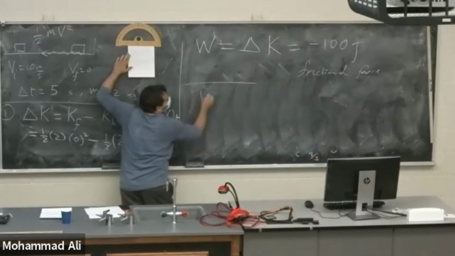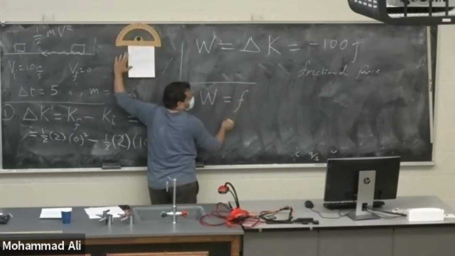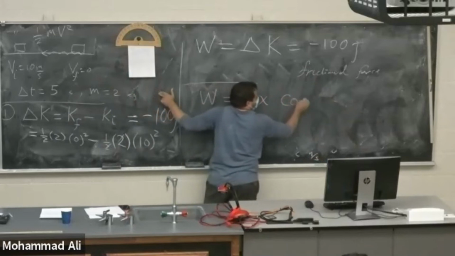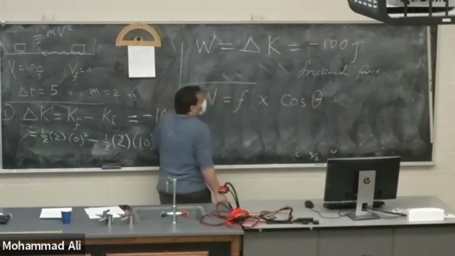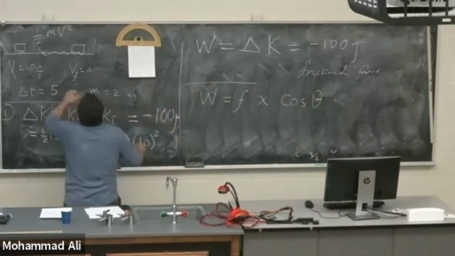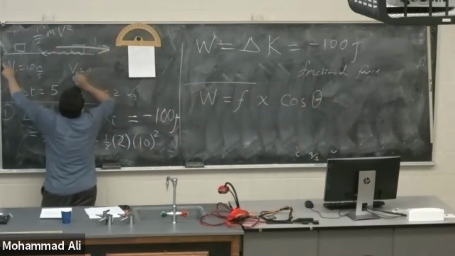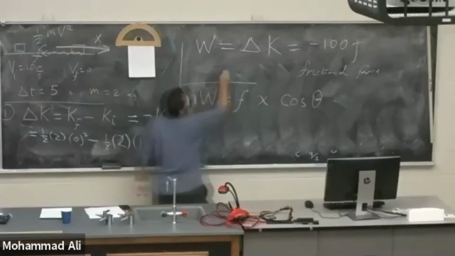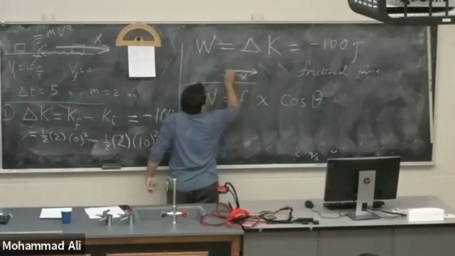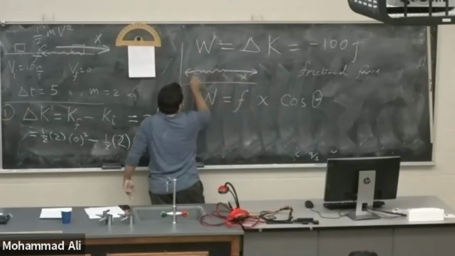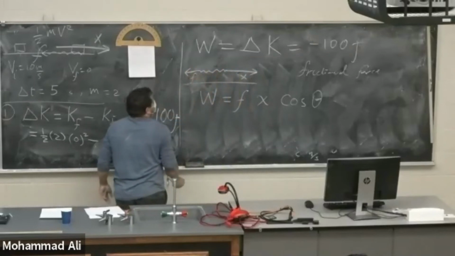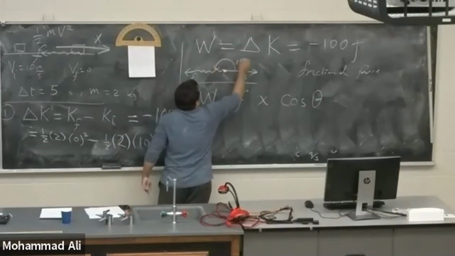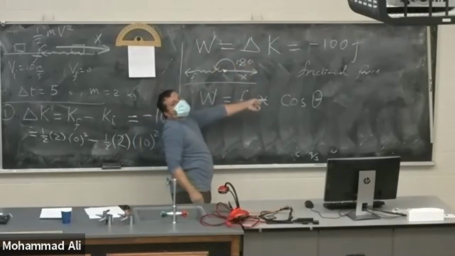Okay, I have the relation: the work is equal to the force, which is a frictional force, multiplied by x, multiplied by cosine theta. I have the motion in this direction. This is the force, and this is x. What is the angle between them? It is 180. So theta is equal to 180.